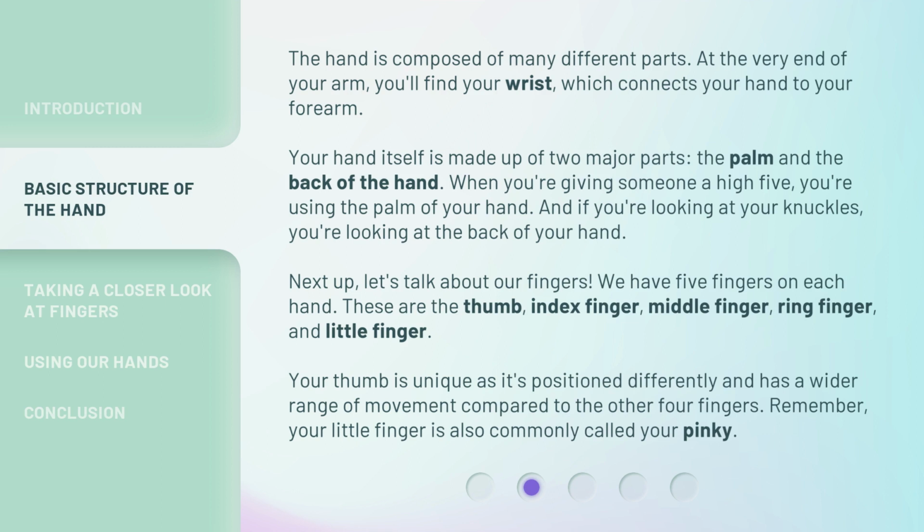Next up, let's talk about our fingers. We have 5 fingers on each hand. These are the thumb, index finger, middle finger, ring finger, and little finger. Your thumb is unique as it's positioned differently and has a wider range of movement compared to the other 4 fingers. Remember, your little finger is also commonly called your pinky.